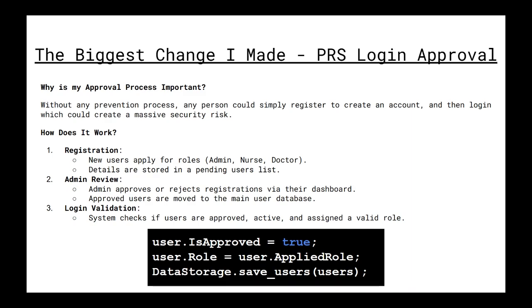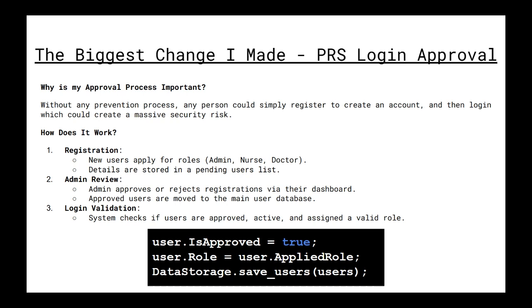Now the admin in my system is actually still able to add accounts to the system as per the assignment specification, but the key problem is that if I implement self-registration, then if someone unauthorized tries to register an account and log in, it could cause a massive security risk, which is why I added an admin approval process for all of the accounts. The admin approval process in my system is essential for securing the system, so that only authorized users can access sensitive patient data. Now I'm just going to quickly break down the approval process.